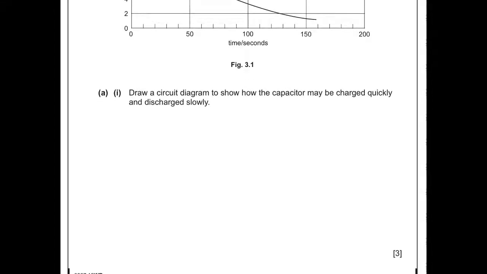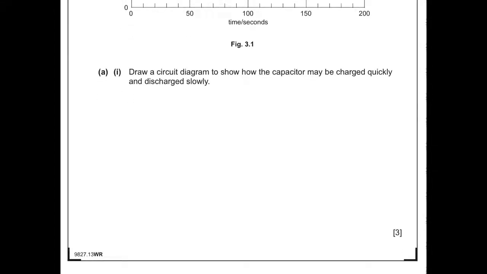Draw a circuit diagram to show how the capacitor may be charged quickly and discharged slowly. So we've got very specific: charging quickly, discharging slowly. So we need a very particular circuit. So what we're going to need for quickly is for there to be no resistance in the charging side of the circuit, and the resistance only turns up then on the discharging side. So you want to sort of have two sides to your circuit.